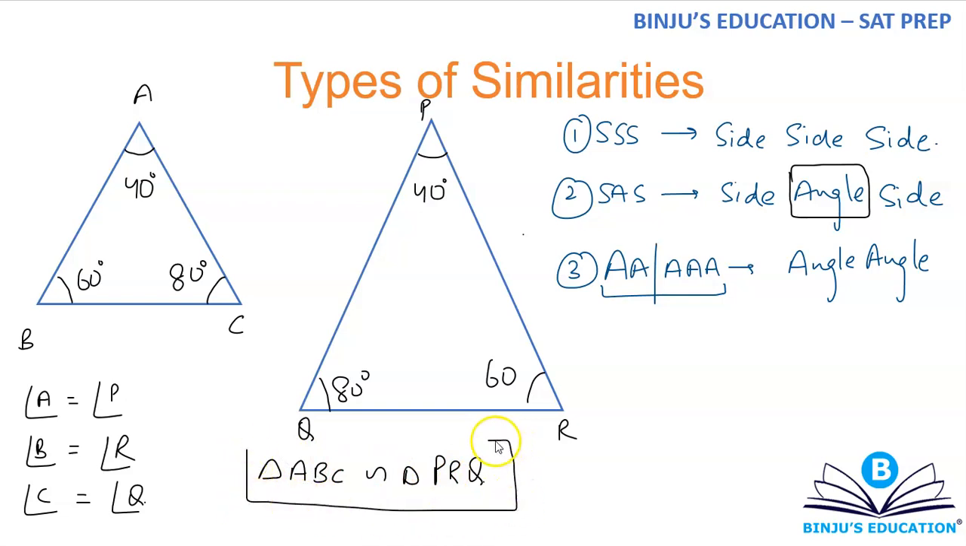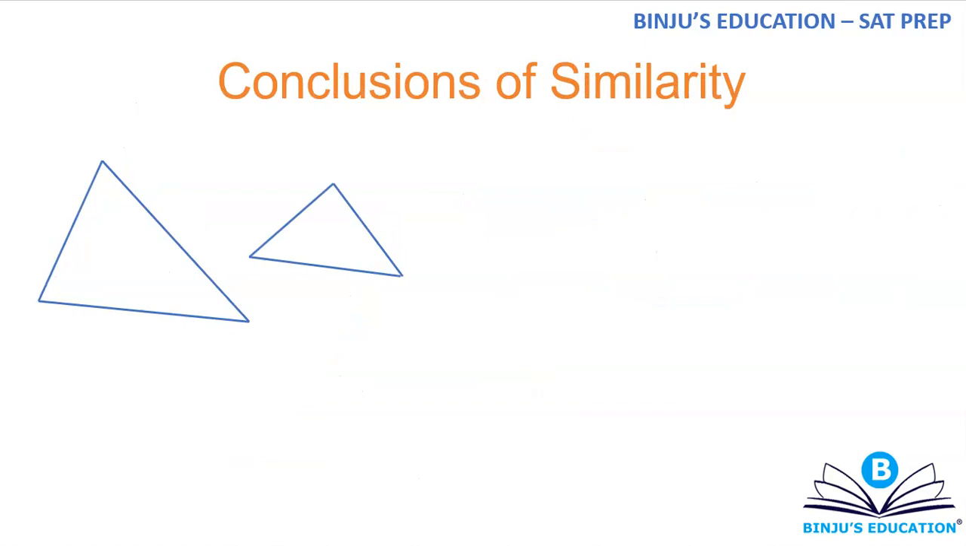Remember that, guys, the naming is very important in similar triangles. You can't just simply say that ABC is similar to PQR in every case. That's not how it works. The naming is an integral part of similarities, and after a couple of minutes you'll understand why. There is a reason for that. Anyway, so you have SSS, you have SAS, and then you have AA or AAA, whichever way you want to put this up.